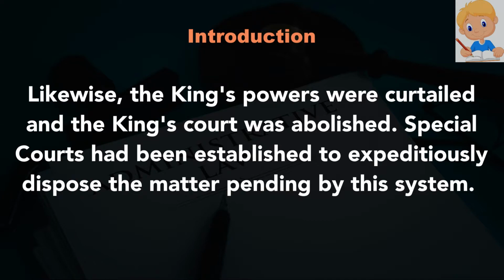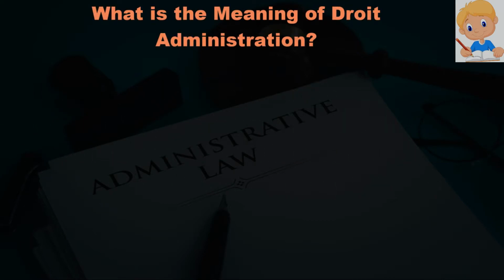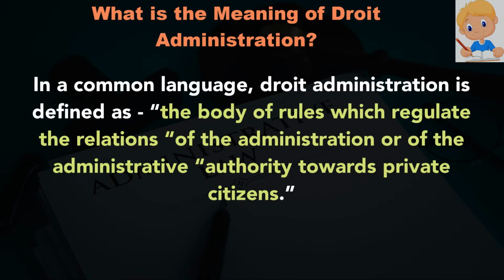Okay, so now you got the overall idea how the Droit system developed. Okay, who was the person behind that? It was Napoleon. But still I believe you have some confusion regarding the meaning of Droit, what actually it means, isn't it? So now let's check out what the meaning of Droit is. In common language, Droit administration is defined as the body of rules which regulate the relations of the administration or of the administrative authority towards private citizens.